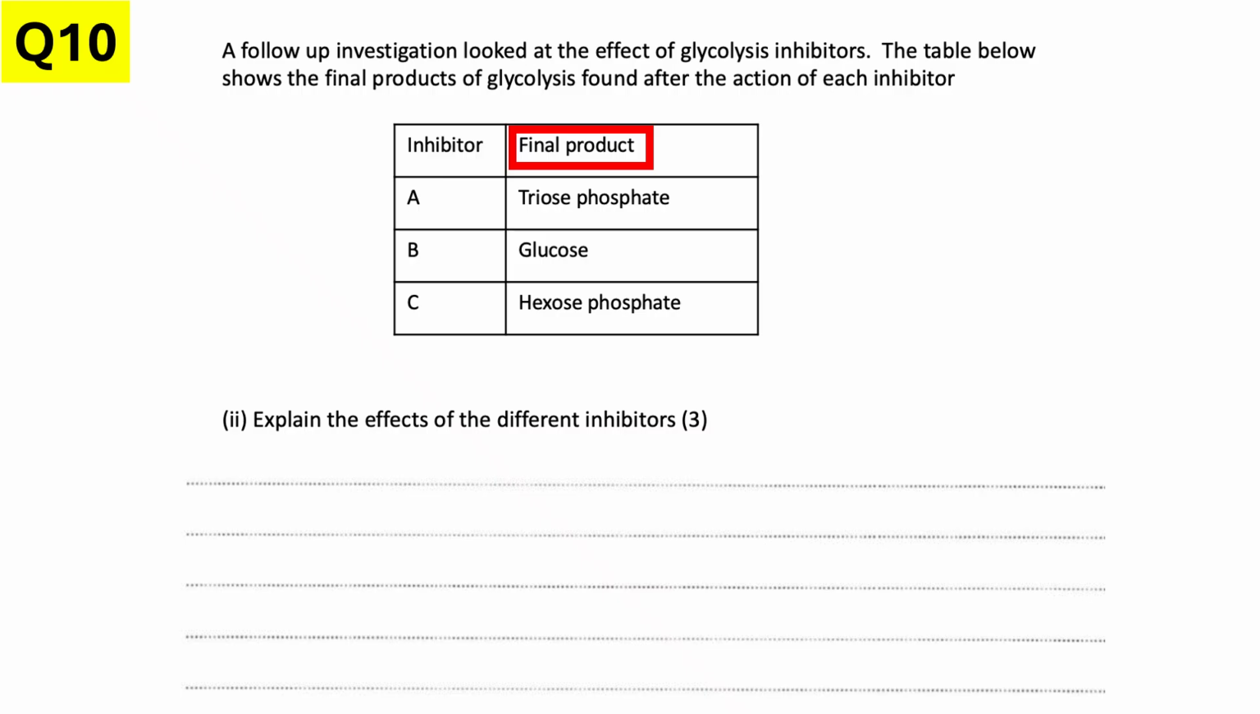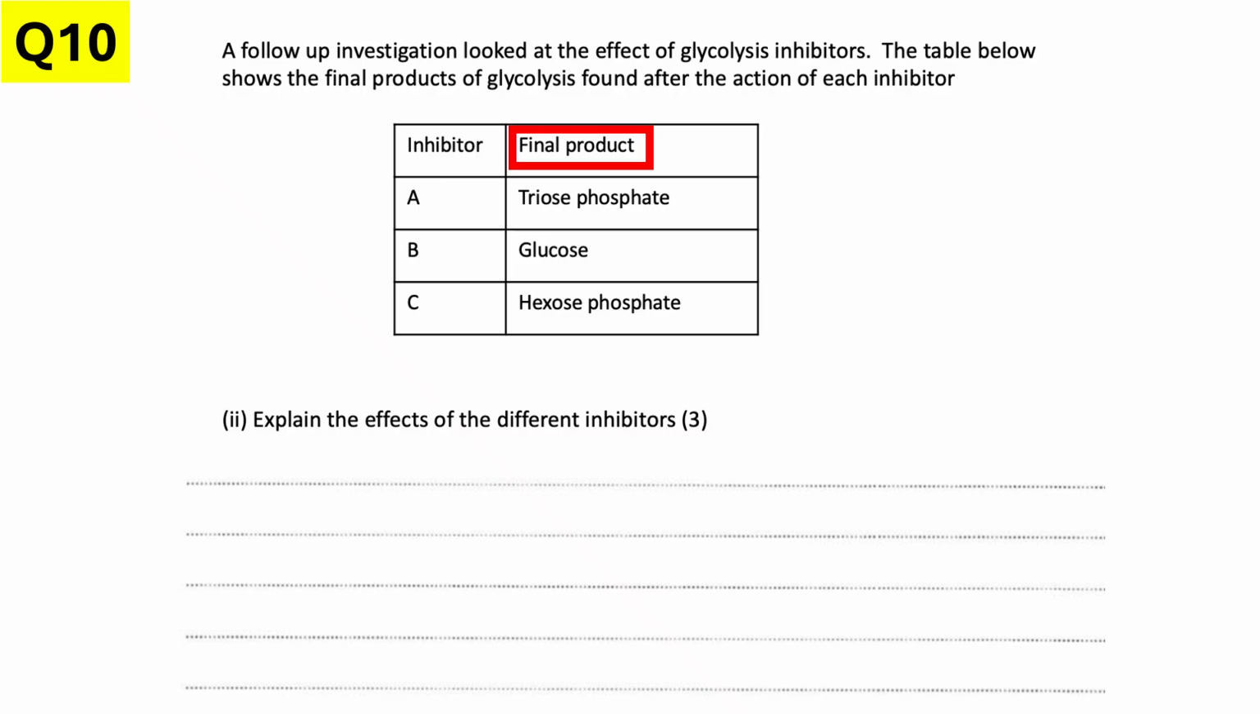Likewise for glucose, if we get an accumulation of glucose, it means the next reaction in glycolysis cannot be happening, it's being inhibited. So maybe inhibitor B is going to inhibit the enzyme that would normally phosphorylate the glucose to make hexose bisphosphate. So if we cannot get phosphorylation, we're going to accumulate the glucose in the cytoplasm fraction.